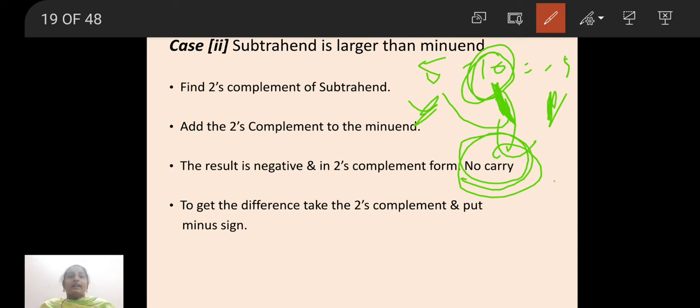So to get the correct answer, take the 2's complement and put a minus sign. For what do we take the 2's complement? For the result you take the 2's complement. So here the 2's complement is done twice. First you take the 2's complement of the subtrahend and add it to the minuend. This is similar to our previous case. If you are getting a carry, you avoid the carry and write the answer. But if you are not getting a carry, again you have to take the 2's complement of the result, whatever result you are getting. Is it clear? Okay.